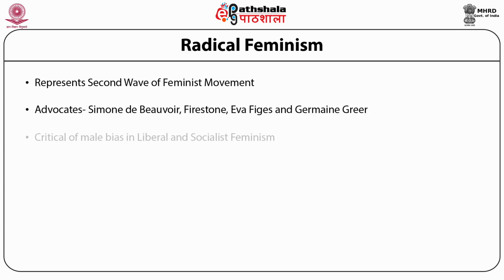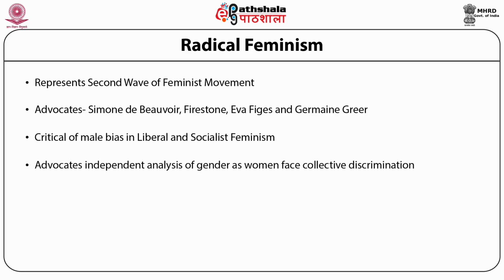Radical feminists are critical of male bias in liberal and socialist feminism. They believe that gender requires a separate analysis, whereas liberal and socialist feminism mix gender with other kinds of identity. Their basic attack was on socialist feminism, which tried to mix class with gender. Radical feminists argued that mixing class with gender ignores the discrimination that is based on gender by giving primacy to class cleavages. As a result, the radical feminists advocate an independent analysis of gender exploitation or gender discrimination in different societies.